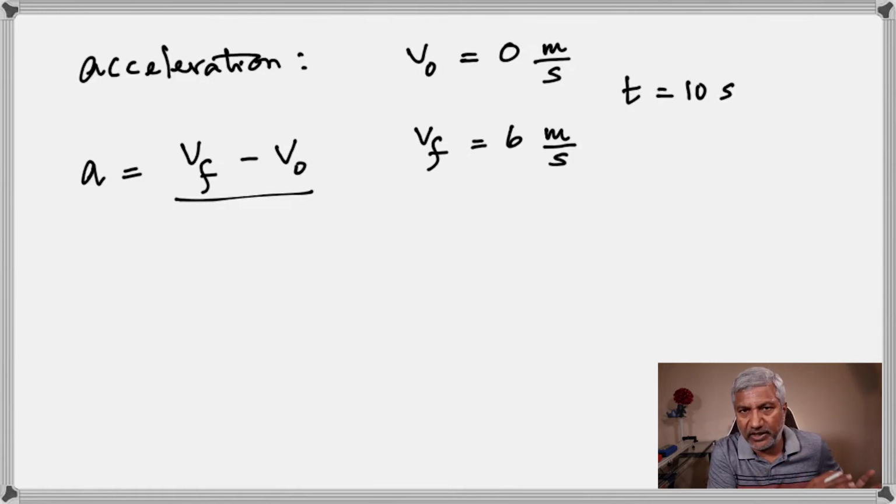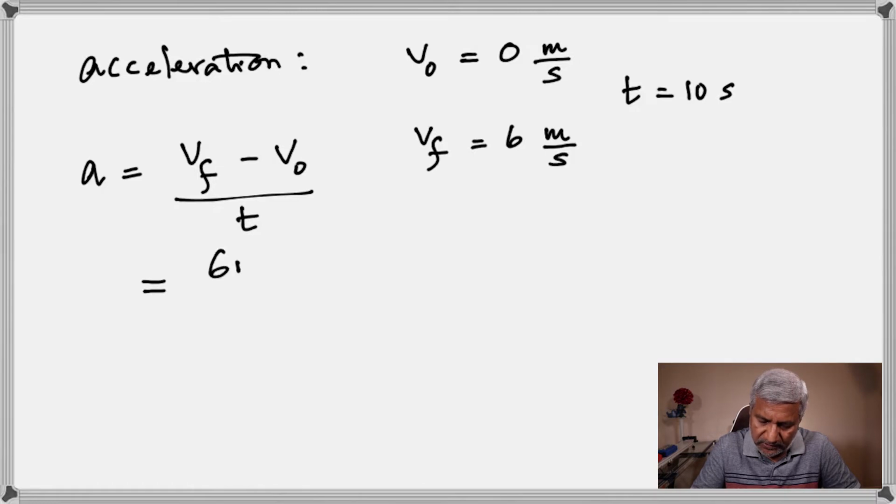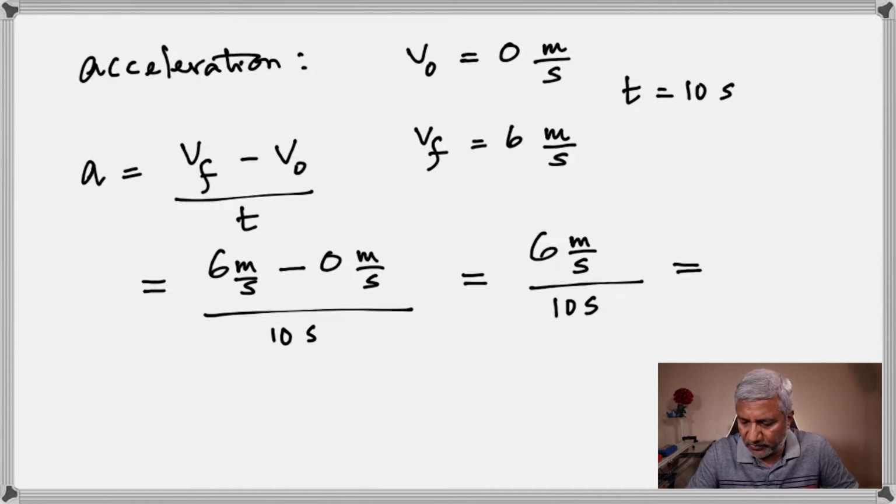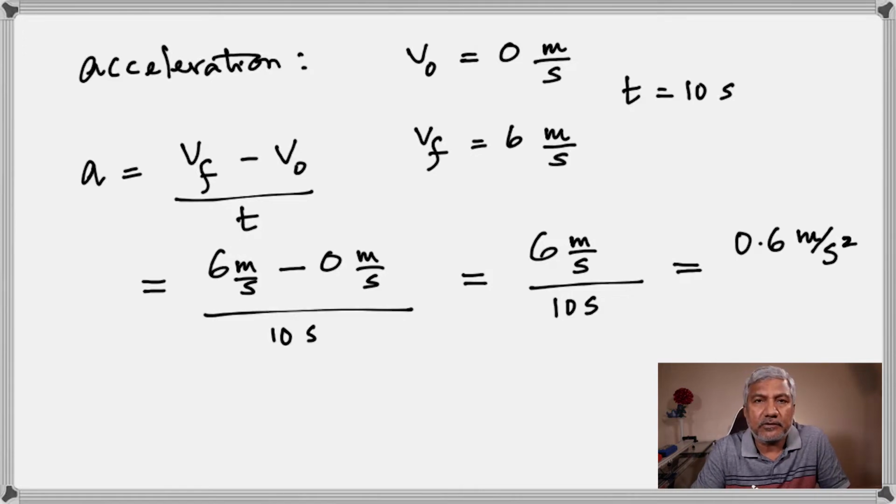Change, what do you have at the end minus what you had at the beginning, divided by time. So in this case, the final velocity is 6 meters per second, the initial was 0 meters per second, divided by the time, which is 10 seconds. 6 minus 0 is 6, and then divided by 10 seconds. So 6 divided by 10 is 0.6, and the unit is meters per second squared. So that is the unit of acceleration. And I hope you understood what acceleration is.